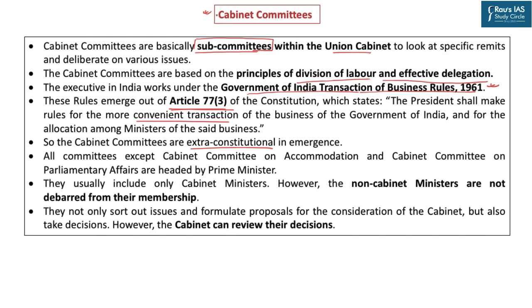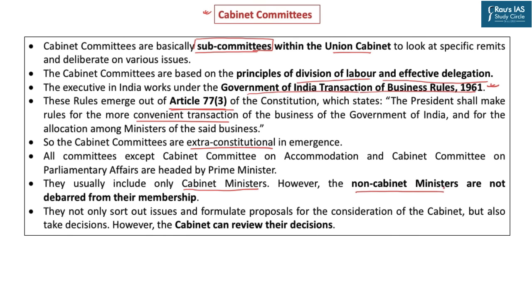There are presently 8 cabinet committees, and if the Prime Minister is part of a cabinet committee, by default he will head the cabinet committee. Presently, the Prime Minister heads 6 cabinet committees. He does not head the Committee on Parliamentary Affairs and the Committee on Accommodation. You must take special note that usually cabinet ministers are part of cabinet committees. However, there is no such bar according to the Government of India Transaction of Business Rules 1961 on non-cabinet ministers becoming members of cabinet committees.